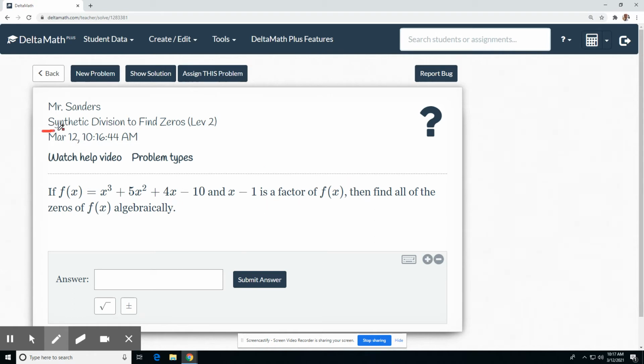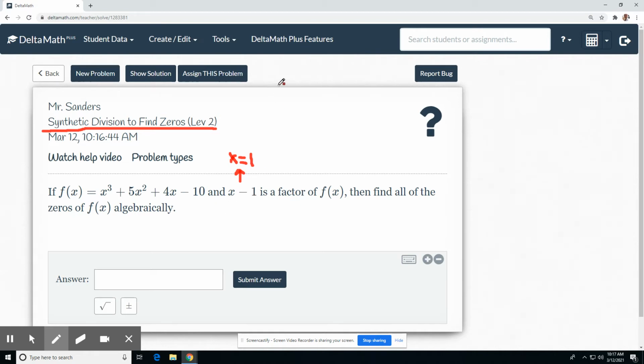So they want us to use synthetic division to find the zeros. They're giving us an x cubed equation in descending order with nothing missing. They're telling us that x minus 1 is a factor of f of x. Then find all of the zeros of f of x algebraically. All right. Well, first off, we know that x equals 1 is going to be one of the zeros. So just practicing our remainder theorem, if I plugged in 1 into this function, it would have to give us 0. That's kind of what it was saying in the last problem. But they're just telling us it's a factor, so we'll go ahead and use that.